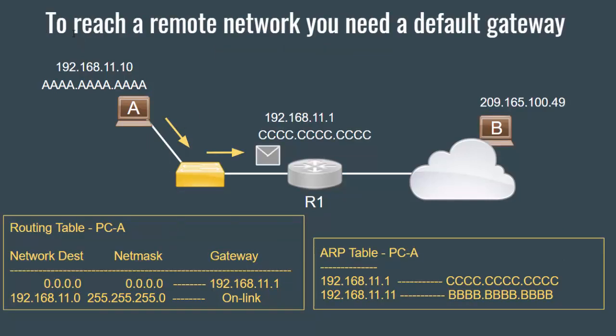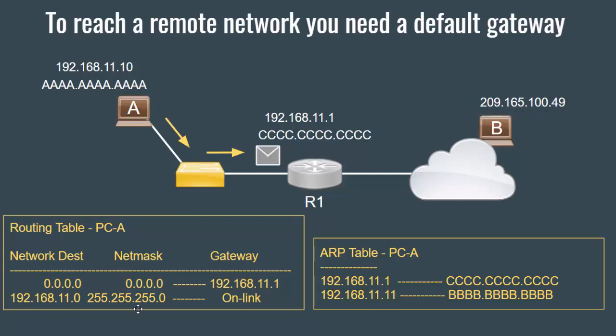So this is a different situation though when we want to talk to a host on a remote network. To reach a remote network, you need a default gateway. So here's another scenario. This time host A wants to communicate with host B, but host B is across the internet, across the cloud somewhere else, and it has a public IP address. And host A says, okay, I want to send a packet to 209.165.100.49.